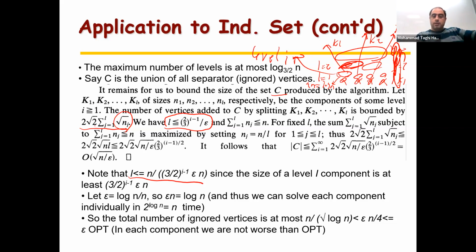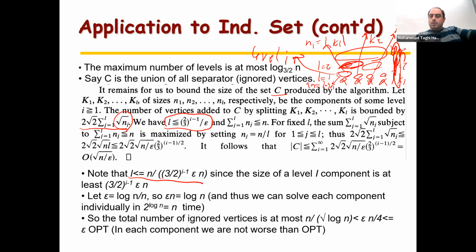Good. Now, for this particular level I, the separator is some constant times square root of nj. n1 was the size of the first component, essentially the size of K1, and n2 was the size of K2, and so on and so forth. Now, L is the number of connected components that I have here.